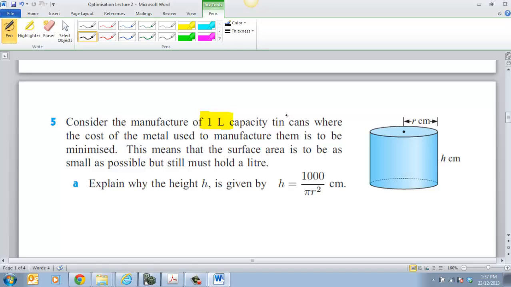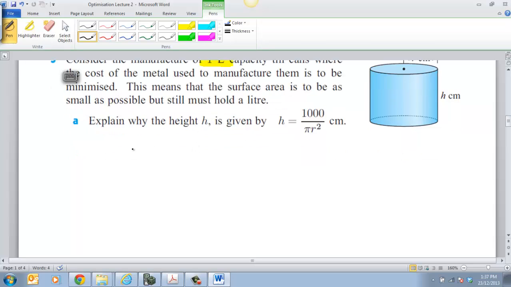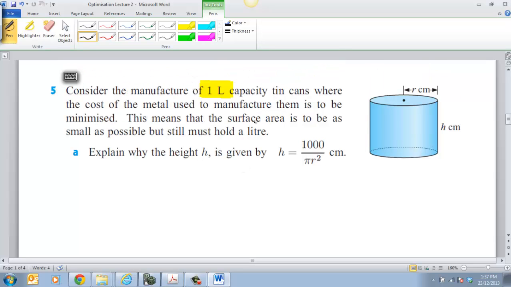If we were going to do that, the surface area of the tin has got 2 circles plus a rectangle, which is made by unwrapping it. So if I'm looking at my volume, first of all, I'm going to use my volume formula. Volume is equal to 1 litre, which is equal to 1,000 cubic centimetres.